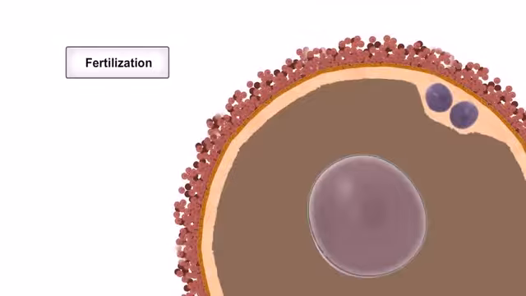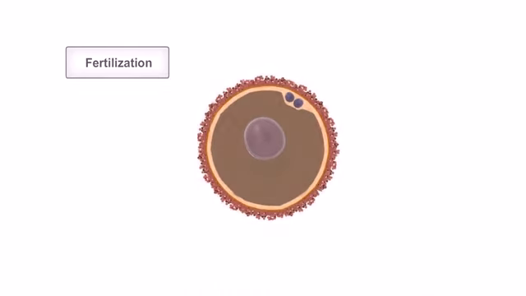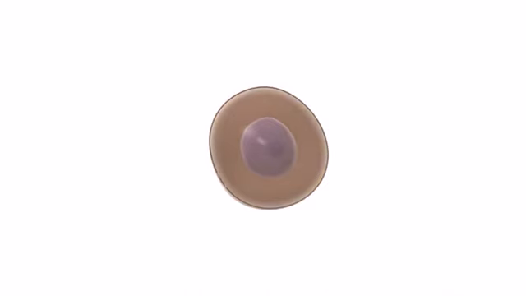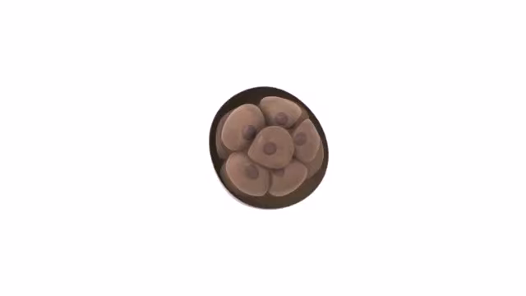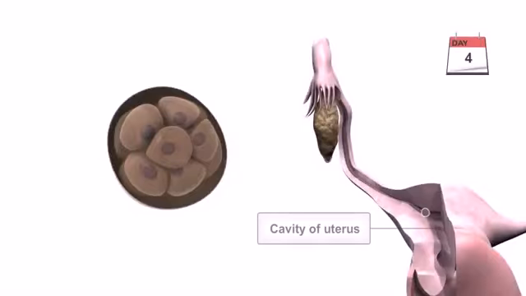After fertilization, the zygote undergoes rapid mitotic division, known as cleavage. The first cleavage, completed about 30 hours after fertilization, produces two identical cells called blastomeres. This cell division continues, and by day 3 there is a cluster of 16 identical blastomeres. This is known as the morula. The morula enters the cavity of the uterus around day 4.